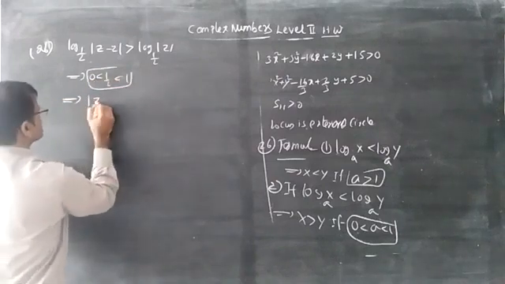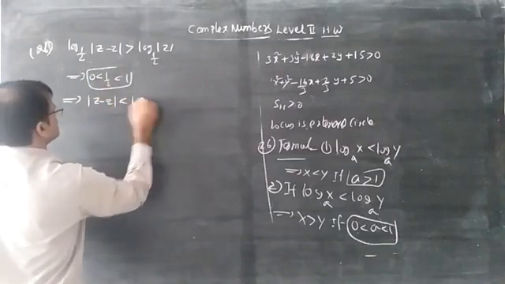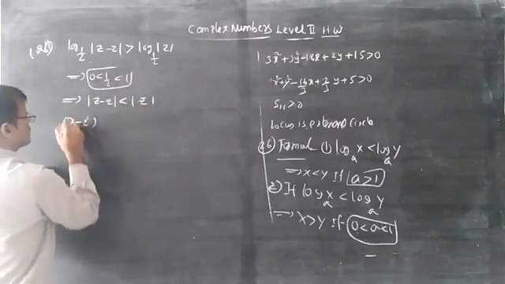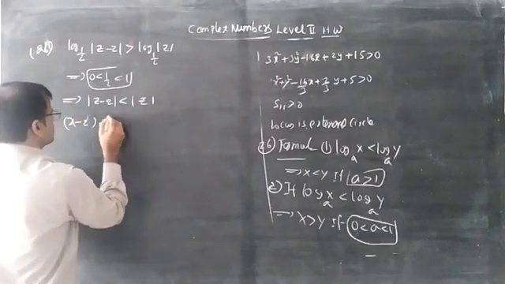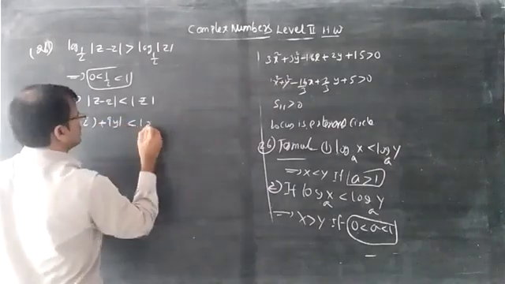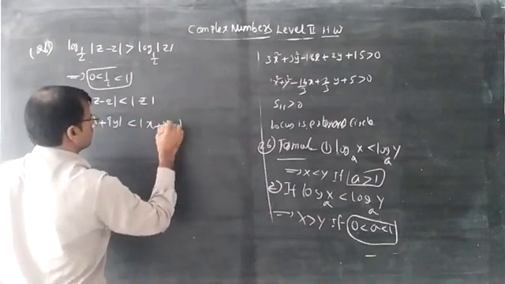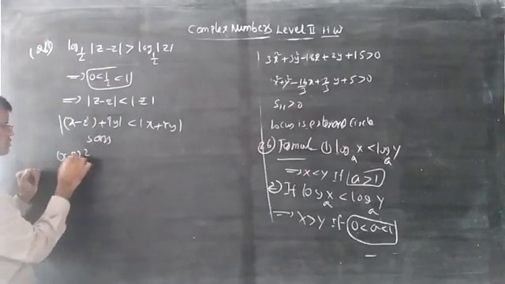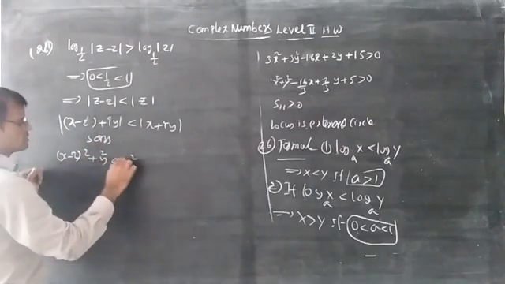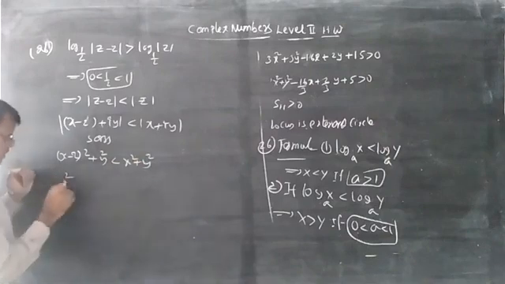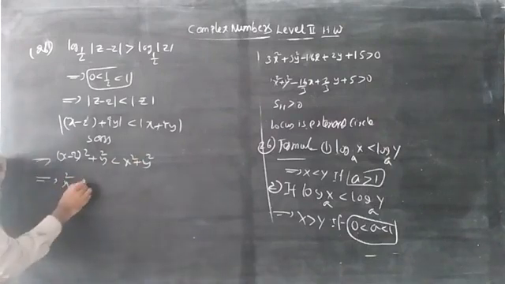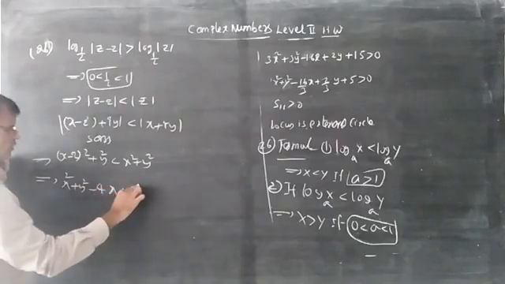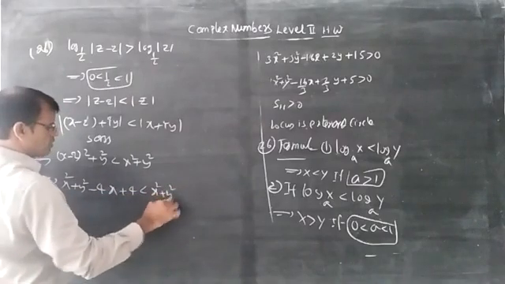So that implies modulus of z minus 2 is less than modulus of z. Write z is equal to x plus iy like this. Modulus of x minus 2 plus iy is less than modulus of x plus iy. Squaring both sides and taking the modulus, x minus 2 whole square plus y square is less than x square plus y square. Expand this one: x square plus y square minus 4x plus 4 is less than x square plus y square.